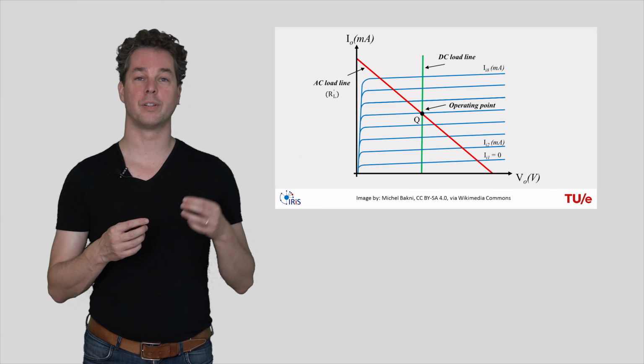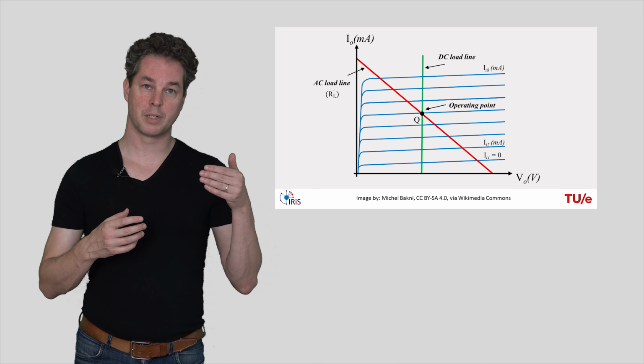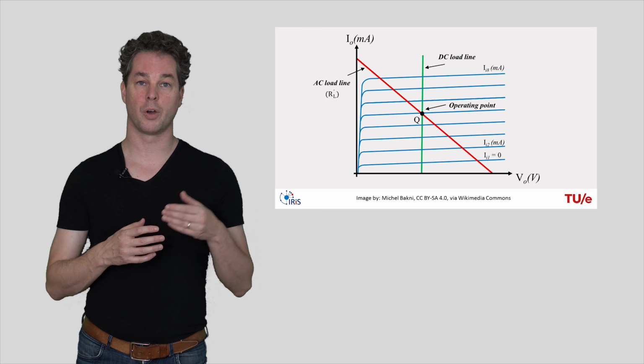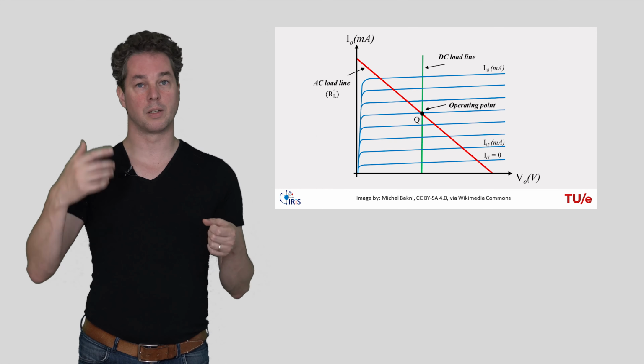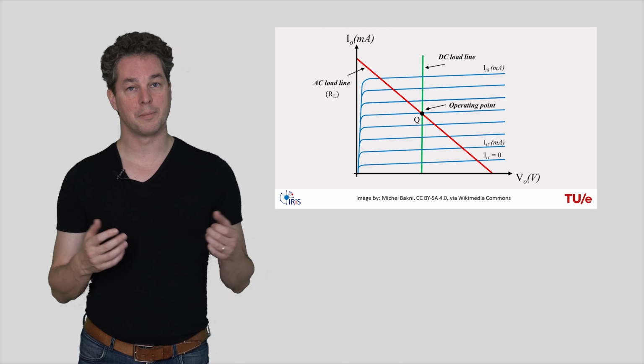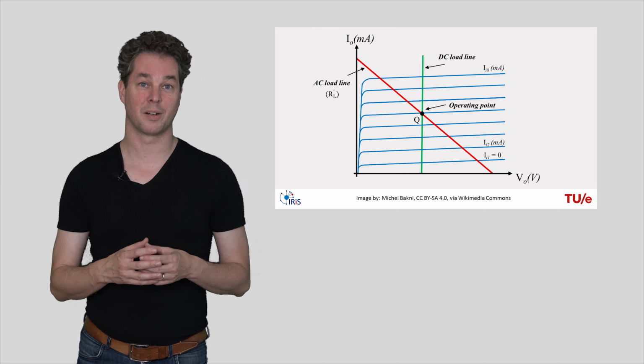Depending on the current that runs through the base, the relationship between the voltage on the base and the current between the collector and the emitter changes. And that relationship, furthermore, is not linear in itself.